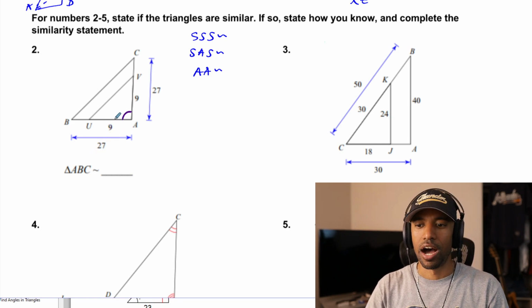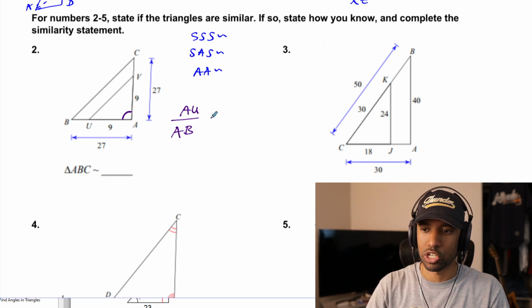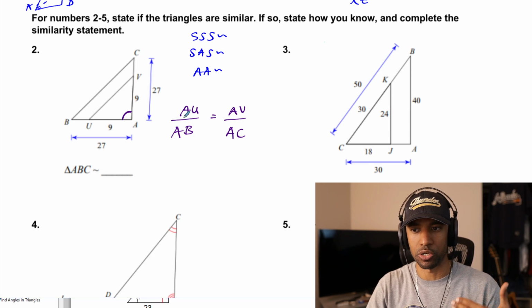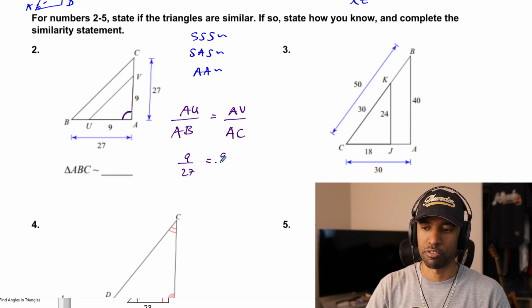But either way, what we can see is, does the length of AU compare to the length of AB in such a way that the length of AV compares to the length of AC? We're setting up a proportion to see if the similarity ratio is intact for both. And as both of them are 9 over 27 and 9 over 27, clearly those are equal, or a similarity ratio of 1 to 3.